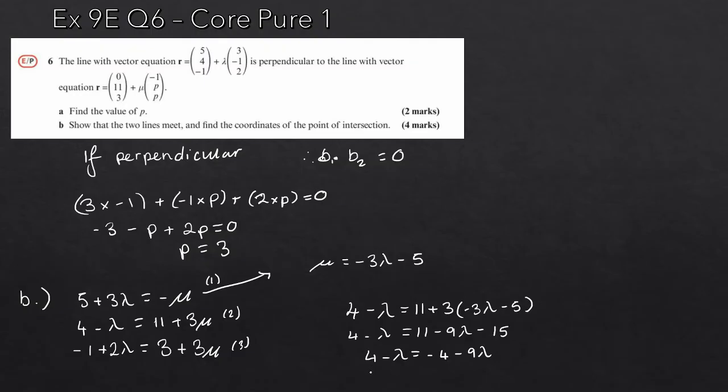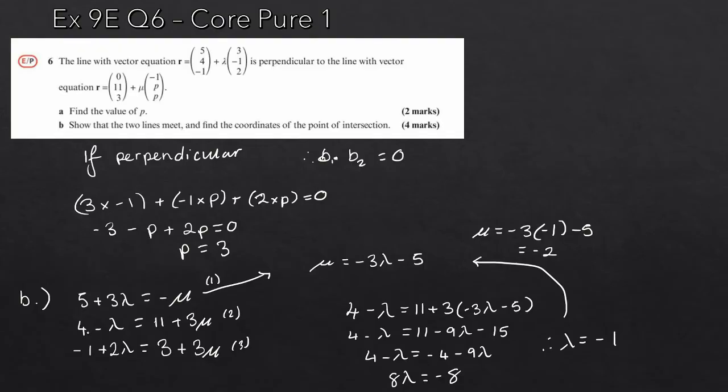So that'd give me 8 lambda on this side, and that will be equal to minus 4 take 4, minus 8. So therefore, lambda is going to be equal clearly to minus 8 divided by 8, so minus 1. And if we know lambda is minus 1, we can sub it now into this equation here for mu. So mu is equal to minus 3 times minus 1 minus 5. So minus 3 times minus 1 is 3, minus 5. You get mu is equal to minus 2.